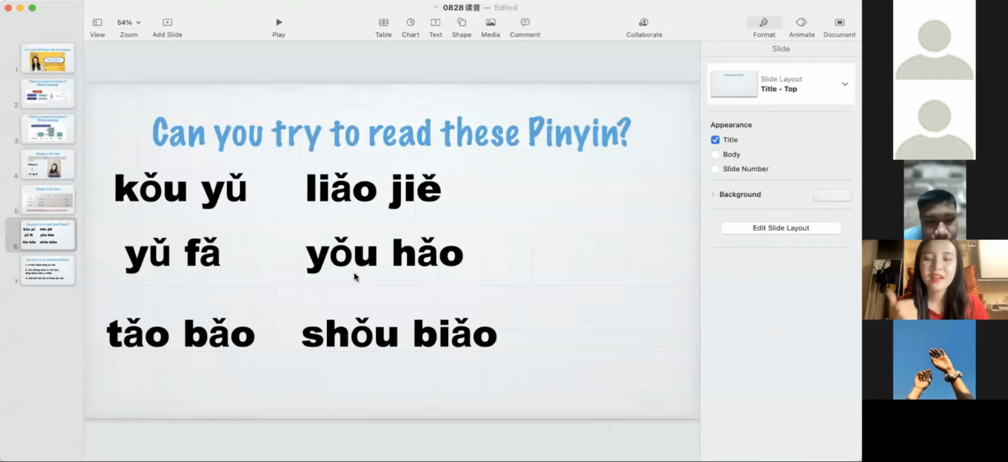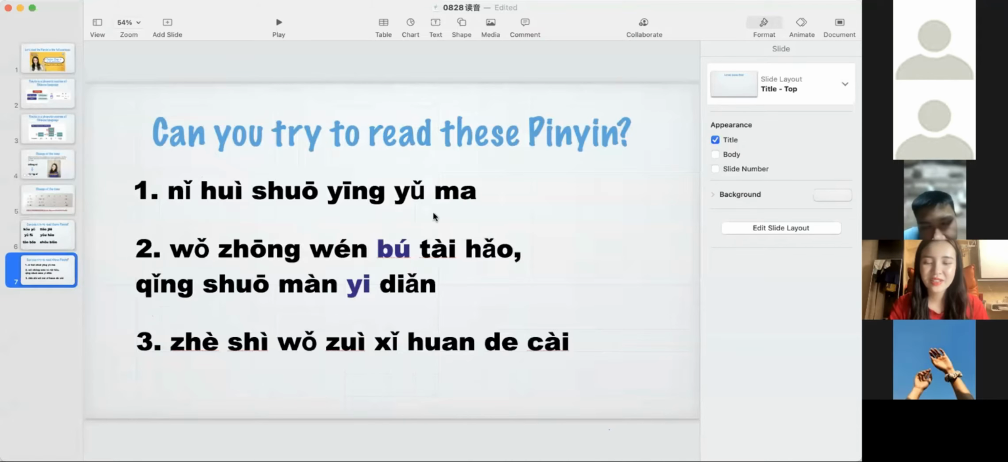友好，Yes, 对了。淘宝，No. 淘宝，Yes. 手表，Yes. Do you want to try to read this in a sentence? OK, 你会说英语吗？Perfect.